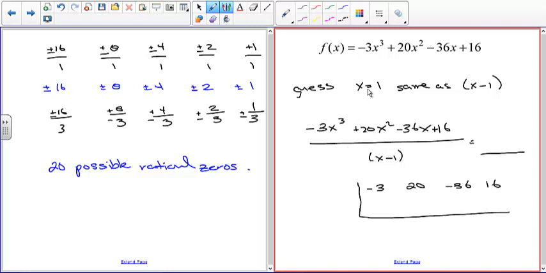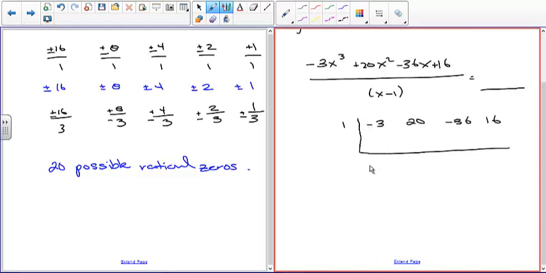And the number I put here is not the factor, but it's the 0. So I'll bring negative 3 down. 1 times negative 3 is negative 3. 17 plus negative 3 is 17. 20 plus negative 3 is 17. 1 times 17 is 17. Negative 36 plus 17 is going to be negative 19. 1 times negative 19 is negative 19. I add these together, I get negative 3. So the remainder is not 0.